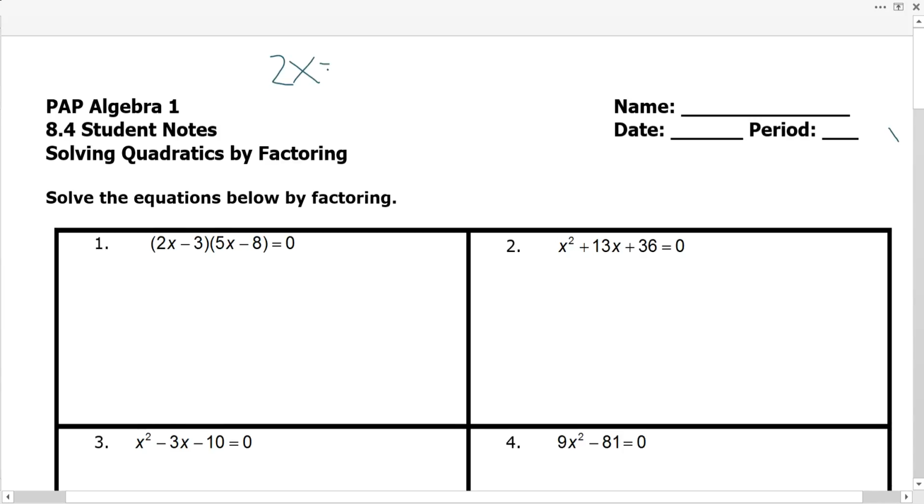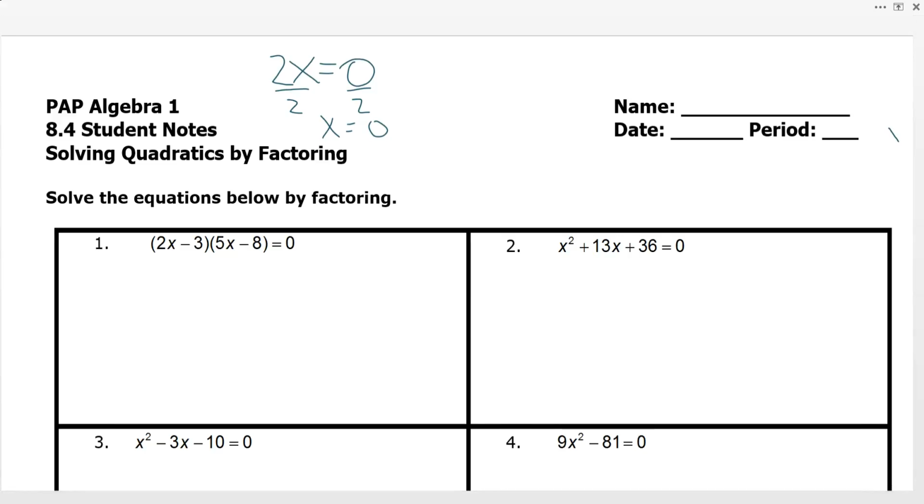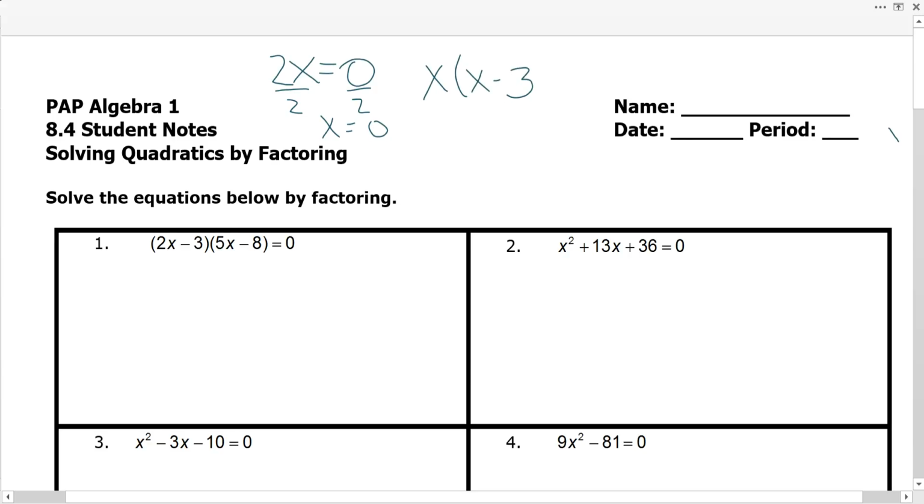If I have 2x equals 0, then x is equal to 0, because when I divide by 2, x equals 0. We're setting y equal to 0, because when y is 0, we're on the x-axis. So when I take my quadratic, and it would be something like x times (x minus 3) equals 0, I have two possible solutions for x.